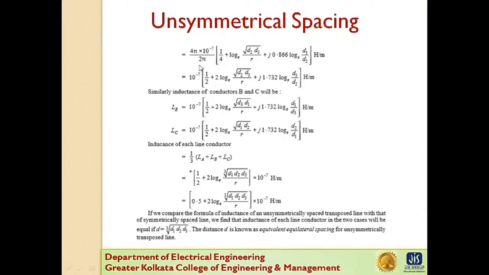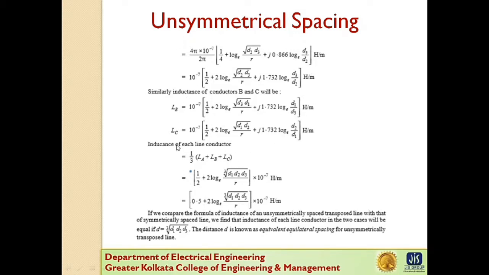Now put the value of mu 0, 4 pi into 10 to the power minus 7, and by solving it we get this. Now we can find in a similar way the inductance of conductor B and conductor C. Now the inductance of each line is given by 1/3 of LA plus LB plus LC. So this is the average inductance of each line. Now put the values of LA, LB and LC and solve the equation.